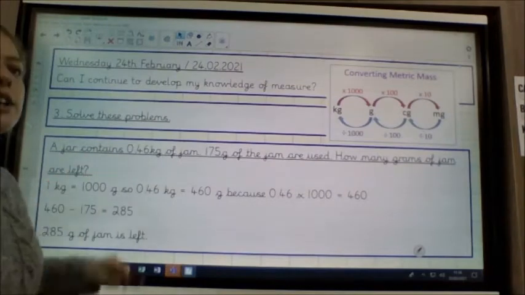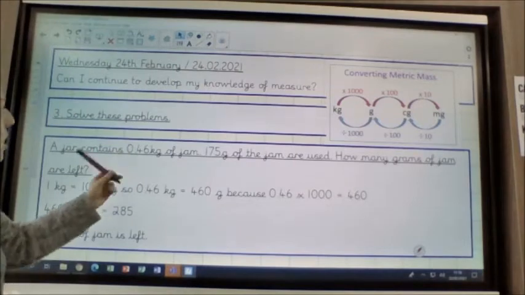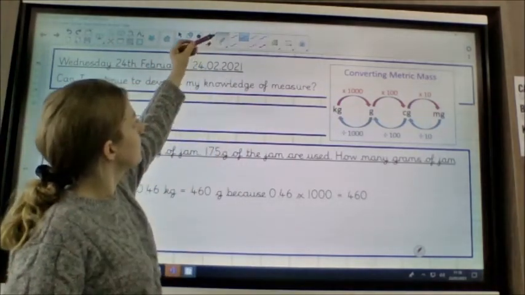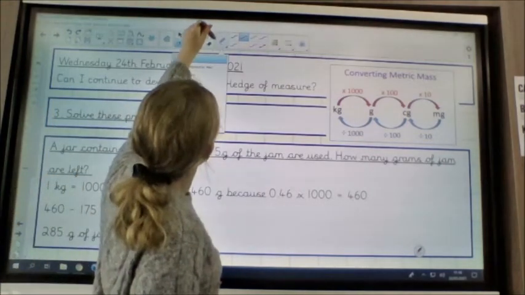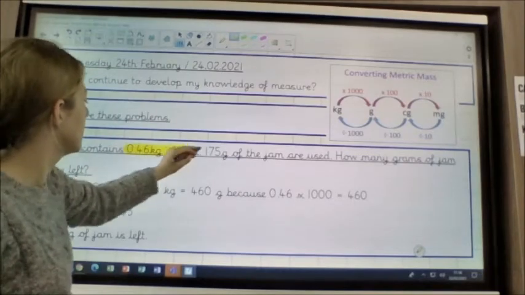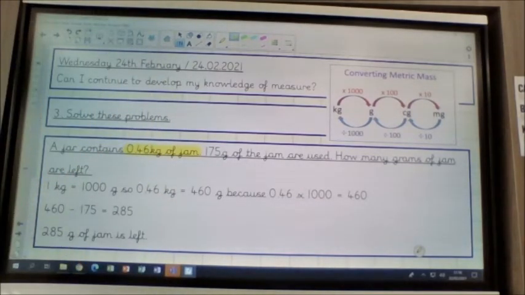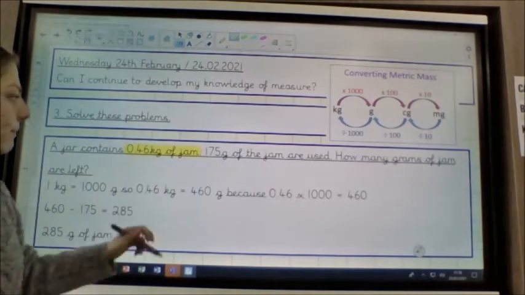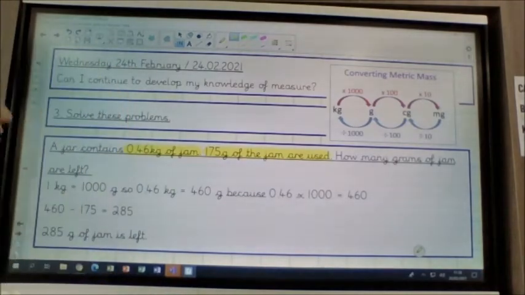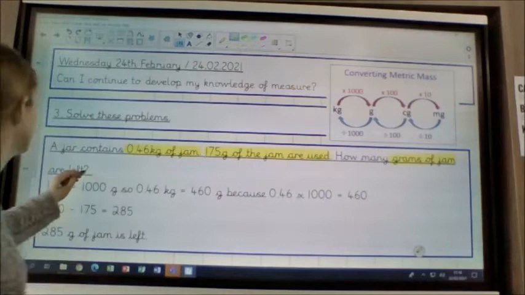A jar contains 0.46 kilograms of jam. So straight away, I would be getting my highlighter out and highlighting the key information. So the jar contains 0.46 kilograms of jam. 175 grams of the jam are used. How many grams of jam are left?